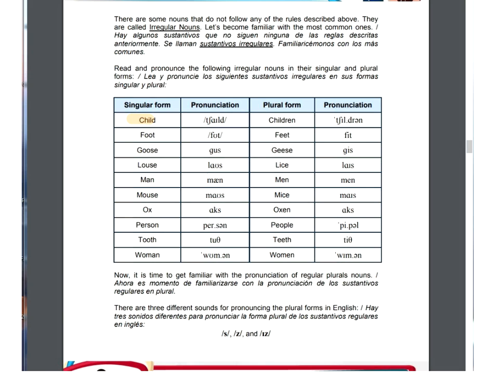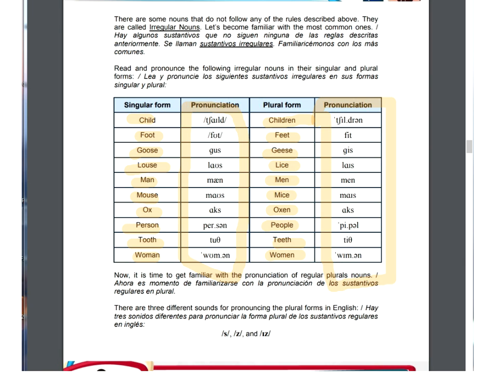Child in singular, children in plural, foot in singular, feet in plural, goose, geese, louse, lice, man, men, mouse, mice, ox, oxen, person, people, thief, thieves, woman, women. And you see the phonetic representation, which is sometimes a little complicated for you. Okay, and there are some other examples.